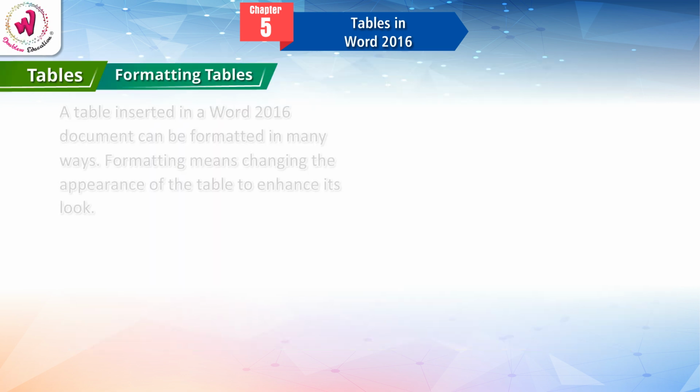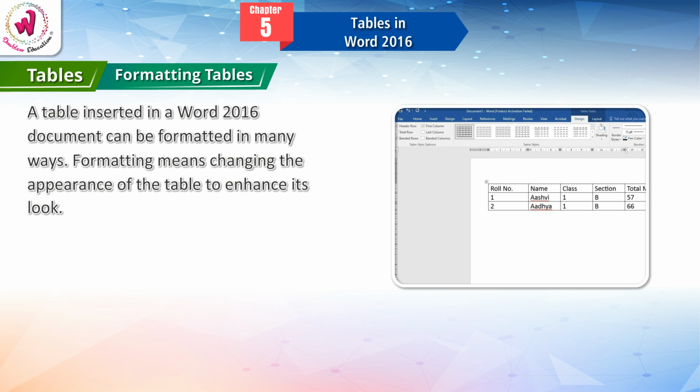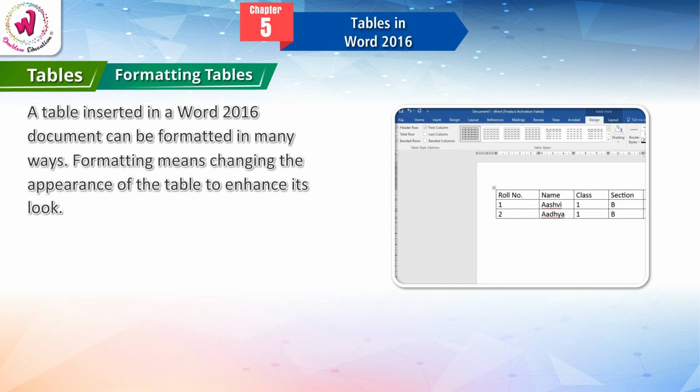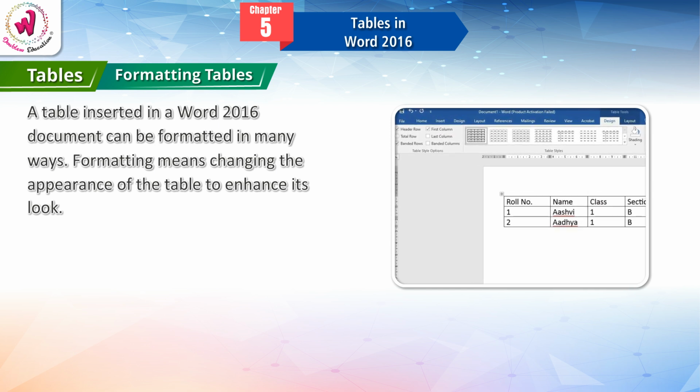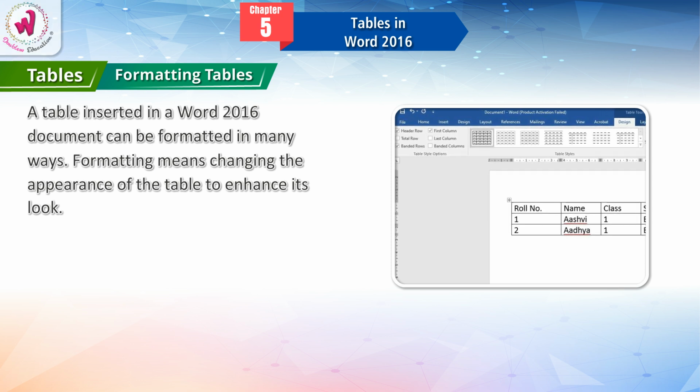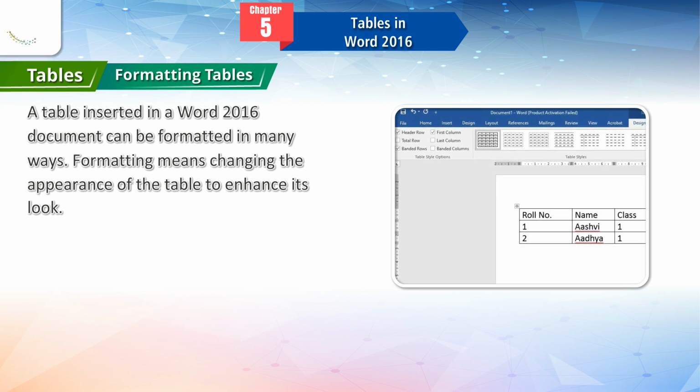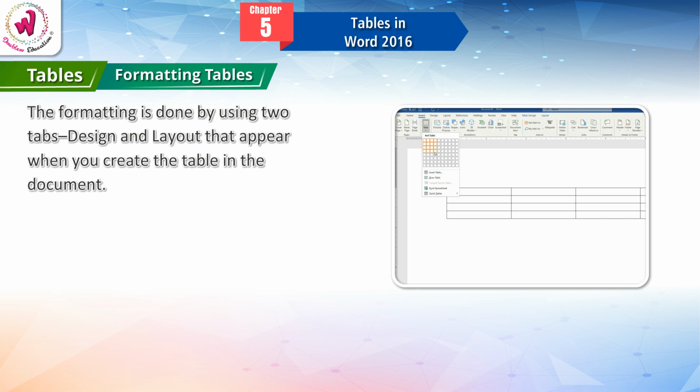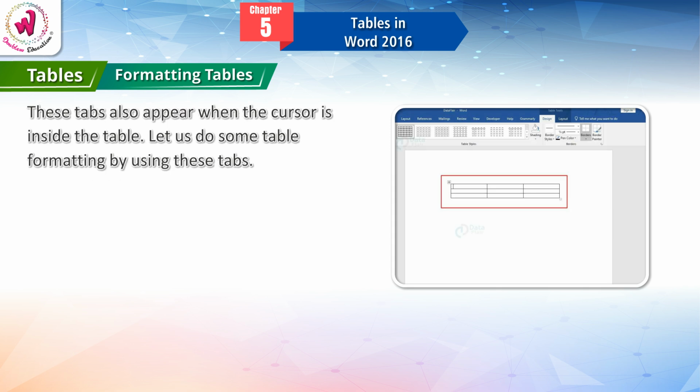Formatting tables. A table inserted in a Word 2016 document can be formatted in many ways. Formatting means changing the appearance of the table to enhance its look. The formatting is done by using two tabs, Design and Layout, that appear when you create the table in the document. These tabs also appear when the cursor is inside the table. Let us do some table formatting by using these tabs.